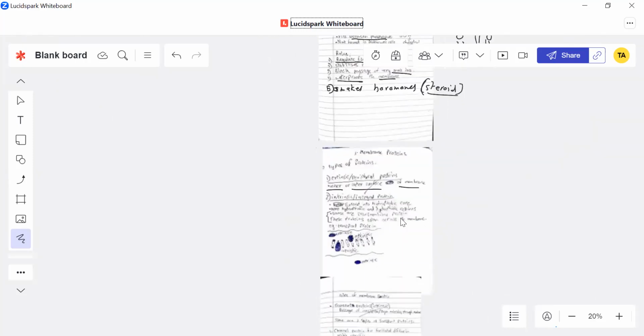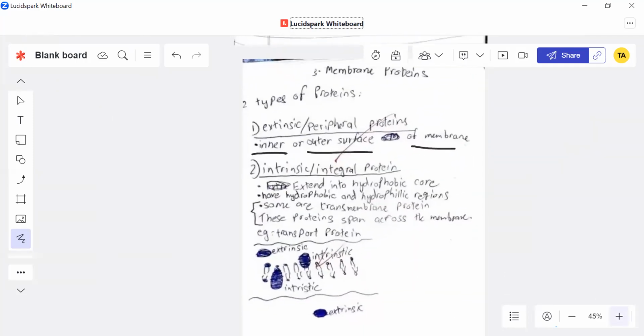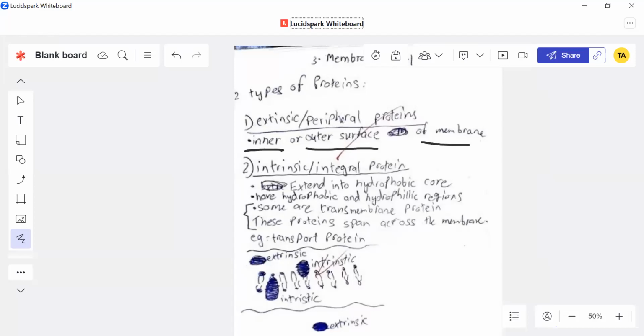So moving to membrane proteins. I told you there are two types, the integral and the extrinsic proteins. The extrinsic are outside or inside the membrane, whereas the integral proteins are integrated into the cell membrane. So they extend into the hydrophobic core or the hydrophobic regions of the phospholipids. So basically what this means is that it's present in between the phospholipids.